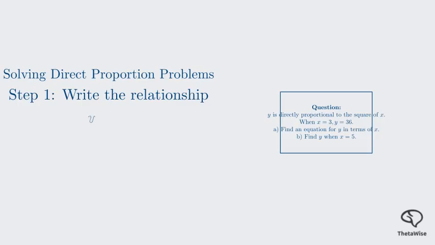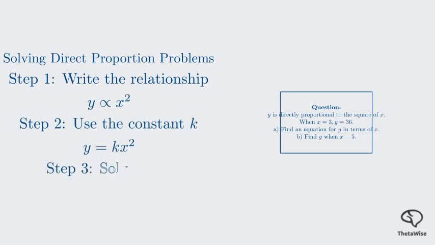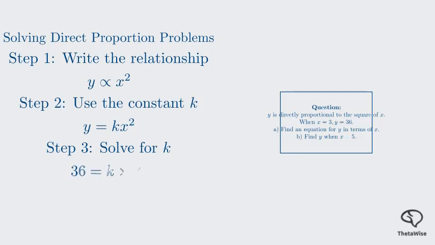Since it is direct proportion to the square of x, we write y alpha x squared. Step 2 is to turn this into an equation with our constant k. Step 3 is to substitute the values we know to find k. The question says, when x is 3, y is 36.